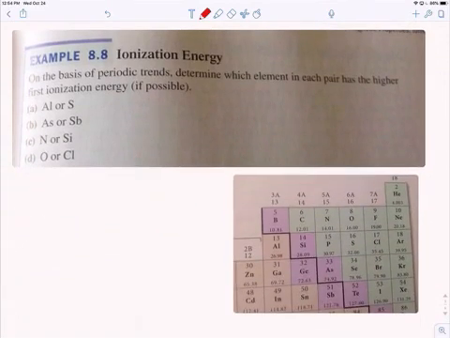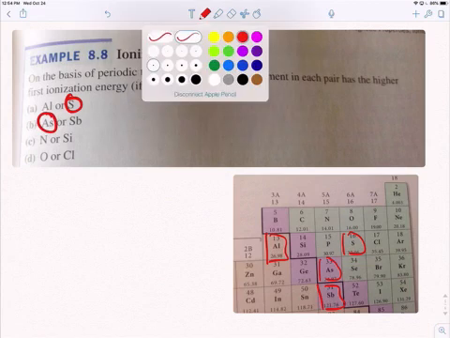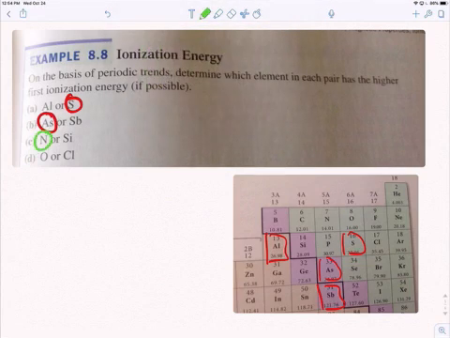Okay, so let's do this on the basis of periodic trends. Which element has the higher first ionization energy? Aluminum or sulfur? So here's aluminum, here is sulfur. Sulfur is further to the right, therefore it's bigger. Then arsenic or antimony. So arsenic is above antimony, therefore it's bigger. So nitrogen or silicon. Here's nitrogen, here's silicon. Nitrogen is further to the right, and it's higher, so nitrogen is bigger.